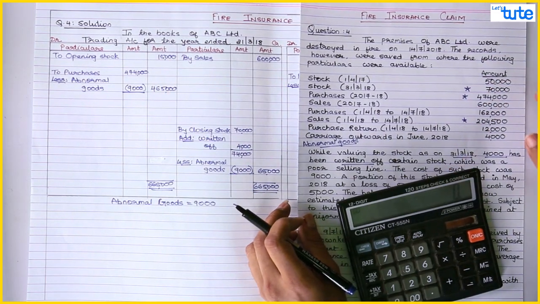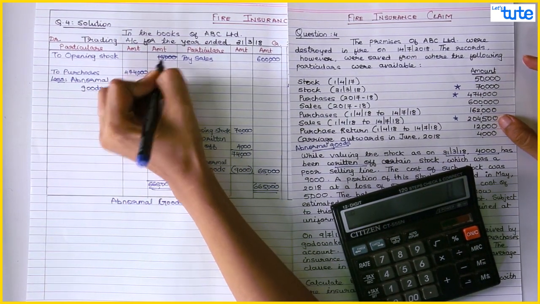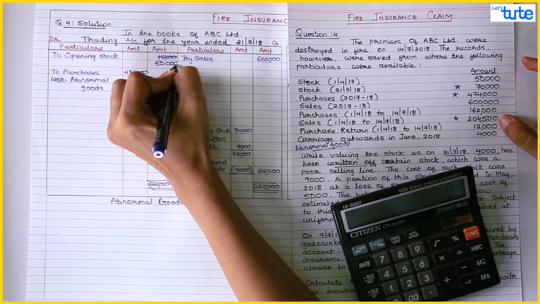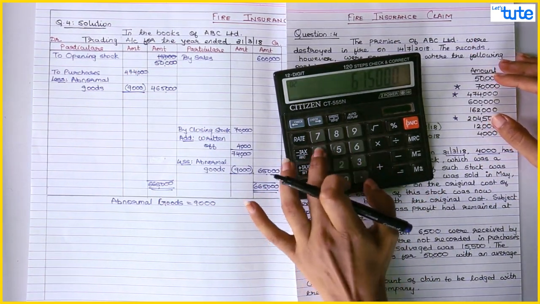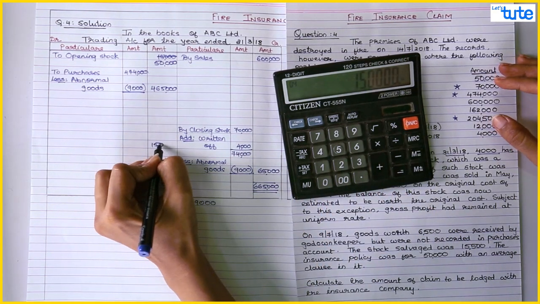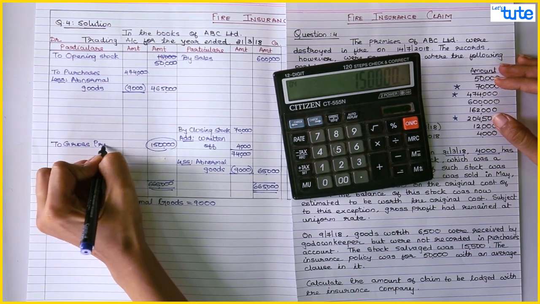We have opening stock. Okay, there is a correction. This should be 50,000. By mistake, I wrote 15,000. So 6,65,000 minus 50,000 minus 4,65,000. So this is 1,50,000 gross profit.